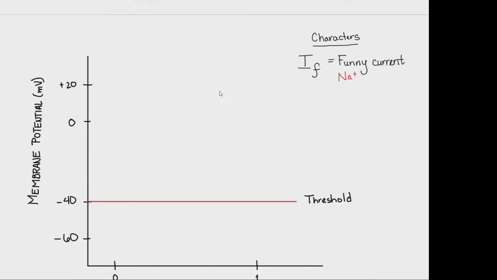In addition, we have voltage-sensitive calcium gates. And voltage-sensitive calcium gates are going to start opening at about minus 45, minus 50 millivolts. And then we also have voltage-sensitive potassium gates.